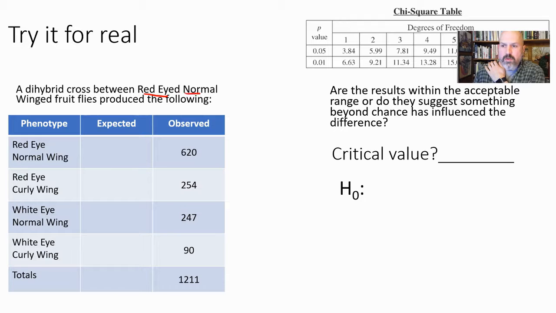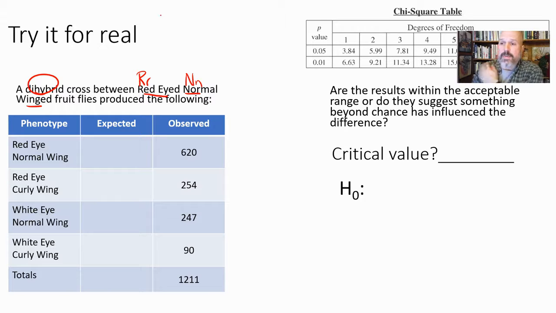Red-eyed is one trait, normal-winged is the second trait. It's a dihybrid cross, which means there are two heterozygous traits being crossed. Because they said red eye is the heterozygous trait, you know that the red is going to be the dominant. It's being expressed. All you need is one allele there. And the normal wing too is being expressed. So that's my heterozygous dihybrid. I'm going to cross two of these individuals.